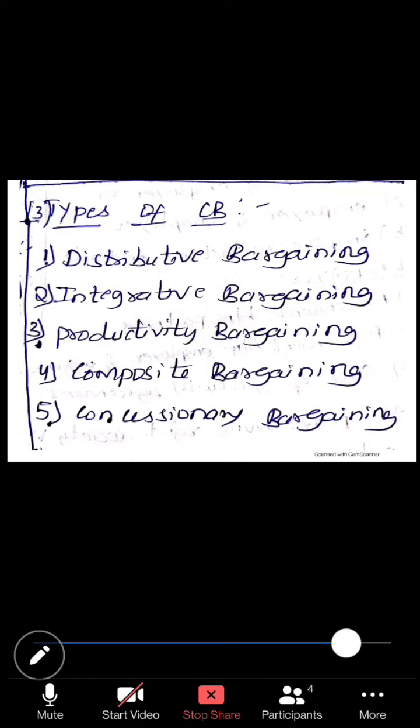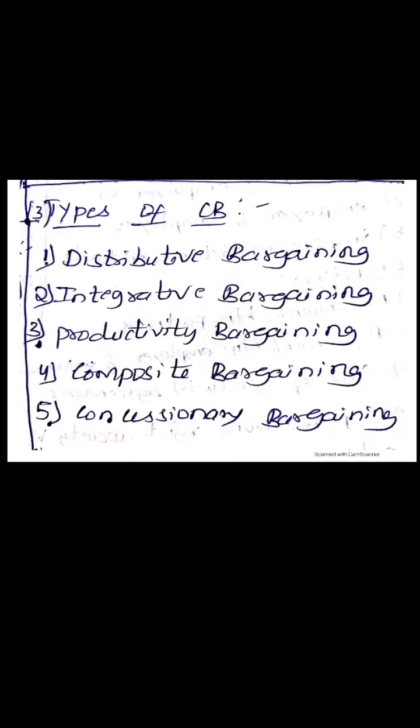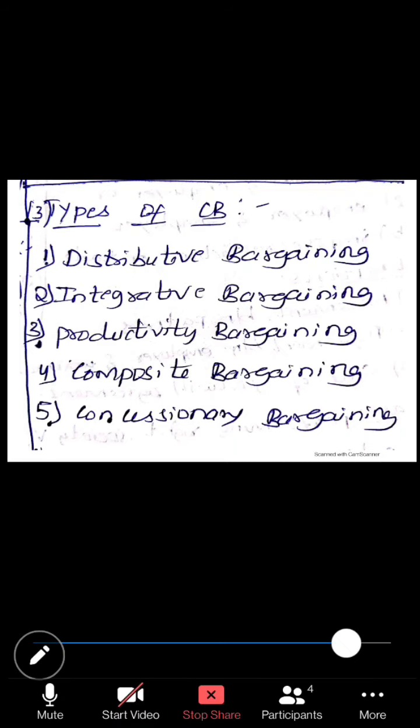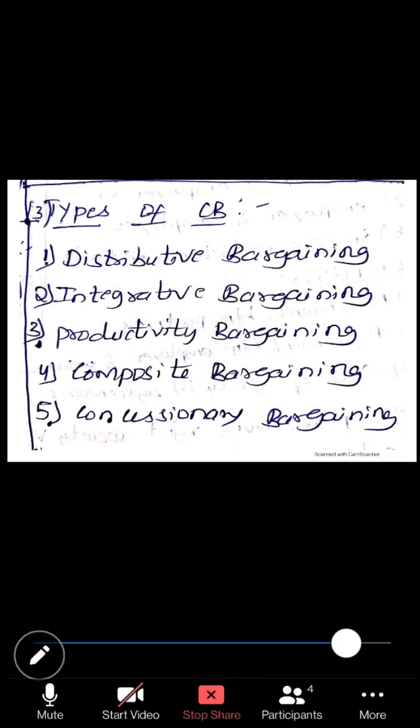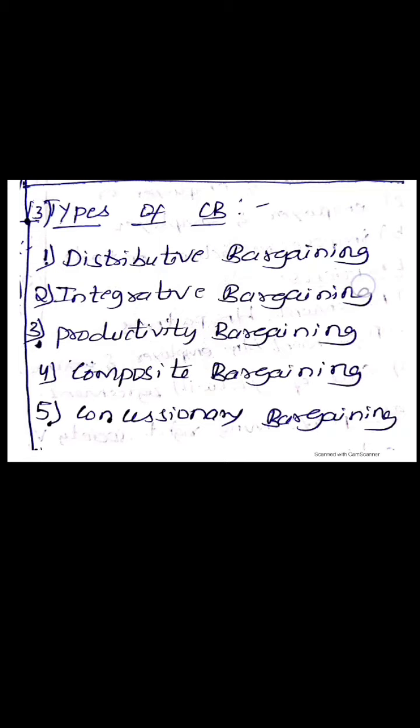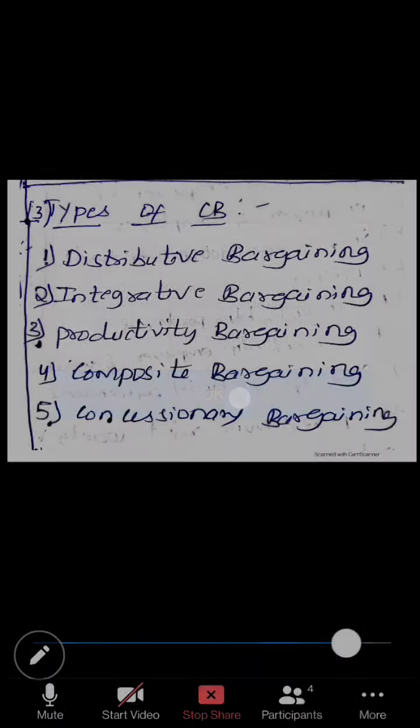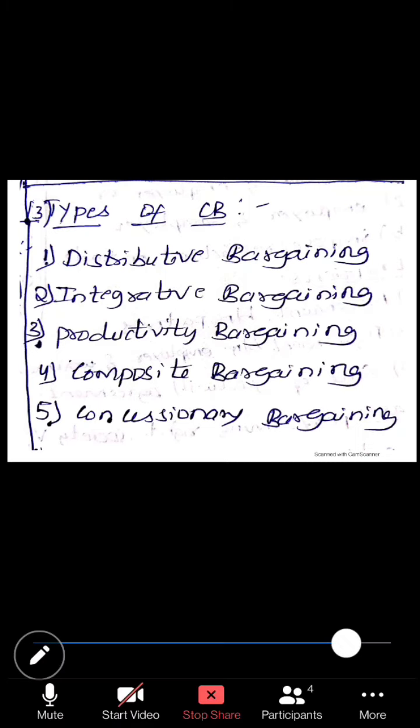The next is composite bargaining. Under composite bargaining, the negotiation focuses on a number of elements that are not related to pay. So in composite bargaining, the negotiation is not related to payment. For example, factors such as working conditions, policies, recruitment, and disciplinary process. These are not covered under pay. So under composite bargaining, all the bargaining that does not relate to pay or the salaries of the workers. The next is concessionary bargaining.